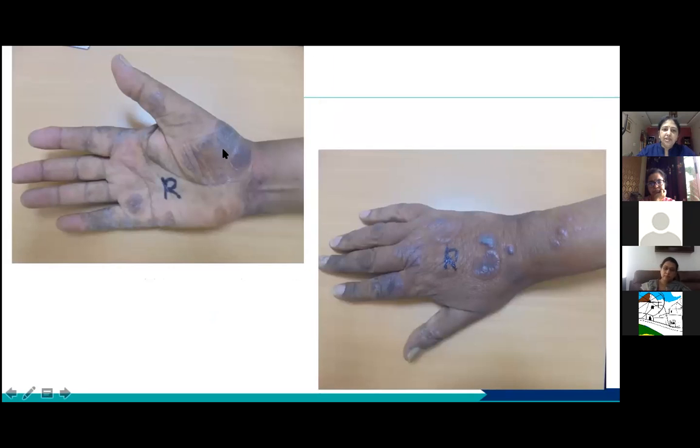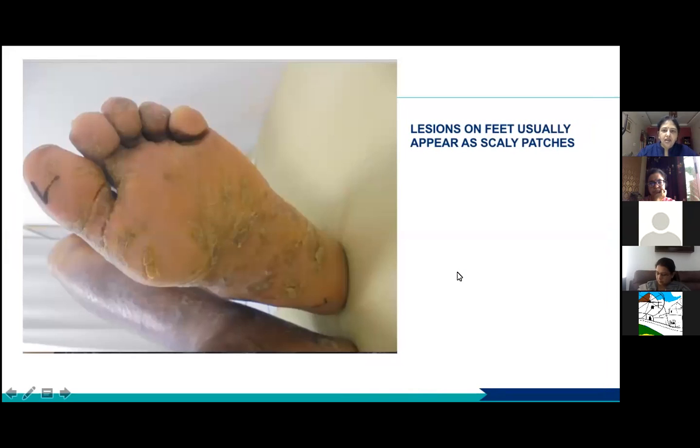This is another patient. He had multiple lesions over his hand. Look at these lesions. These are quite typical of mycosis fungoides. Now this is another picture, showing you lesions on the sole of the feet. What I find is that the sole of the feet will usually have a lot of scaly patches.